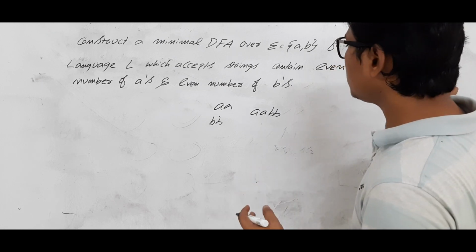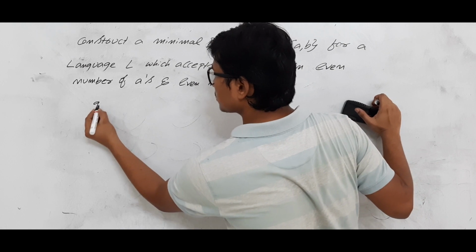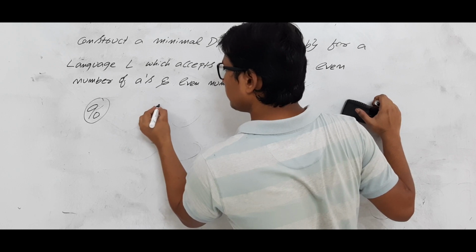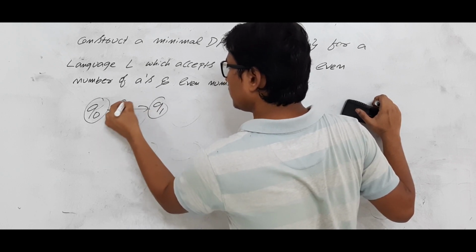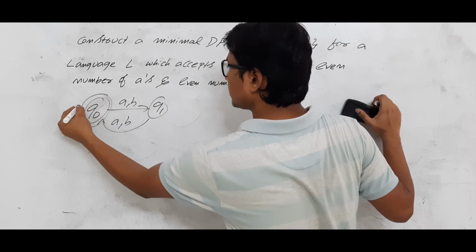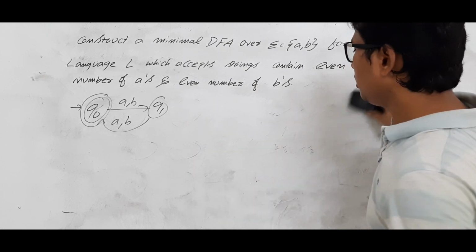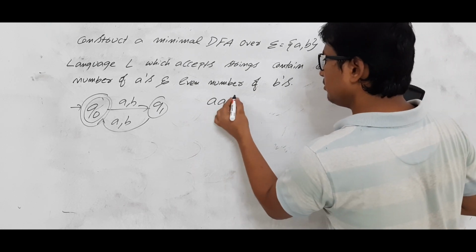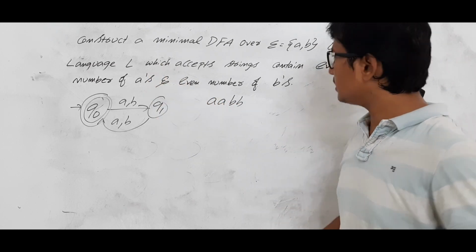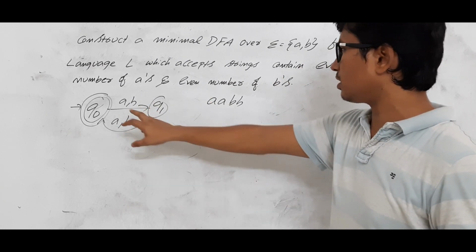Am I right? The total string length is even, so they will think that I can construct the DFA like this: Q0, let me write it big, Q0, and then they will write Q1 on A and B. Q0 will act as the initial state and final state. They will write like this. Now what is the problem with this one, we will discuss. If you see even number of A's, even number of B's, it is okay. Now AABB belongs to language L, yes, because it consists of even number of A's and even number of B's. We will check whether it is accepting or not.